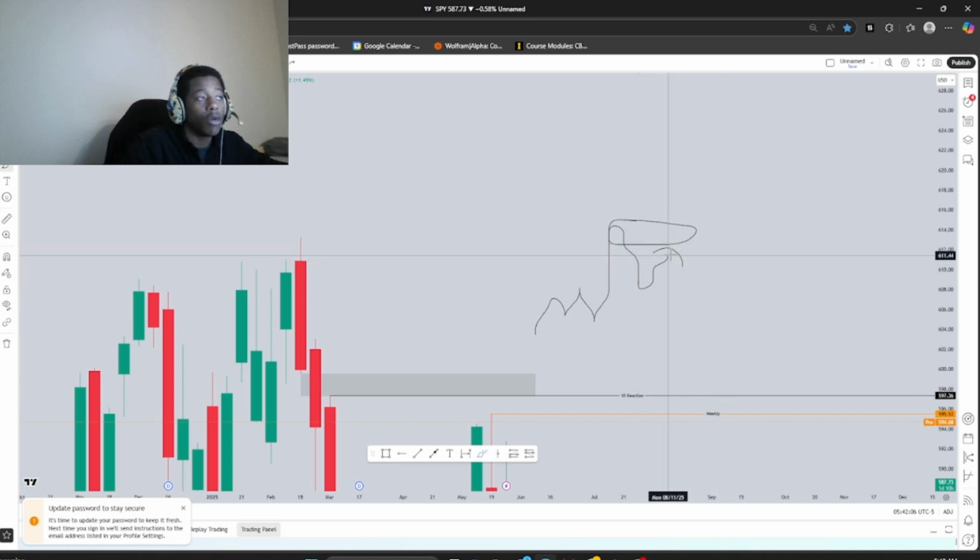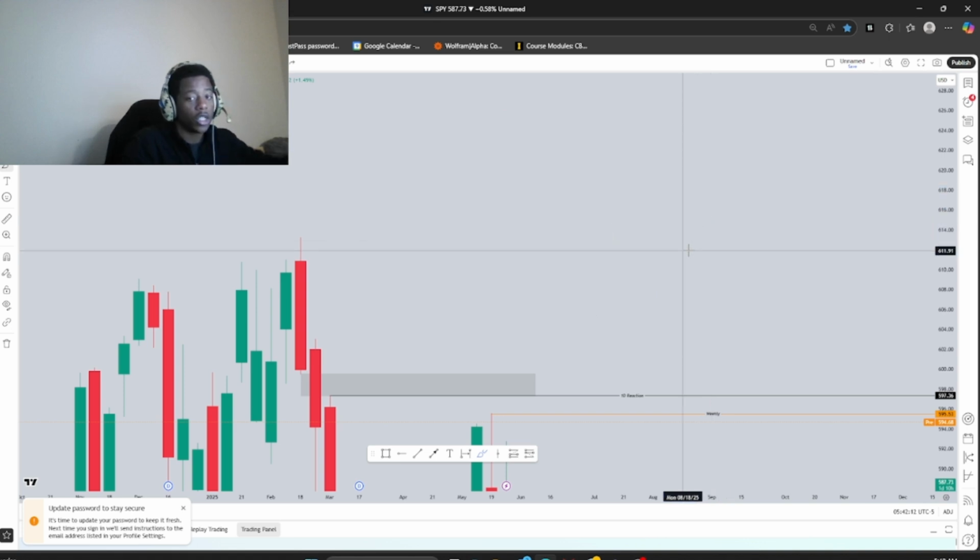Now we can scale out most of our position and then leave some runners, of course. But a general rule of thumb is that you want to be aware of those higher time frame reaction areas for targets. You also want to be aware of those higher time frame reaction areas for potential entries.